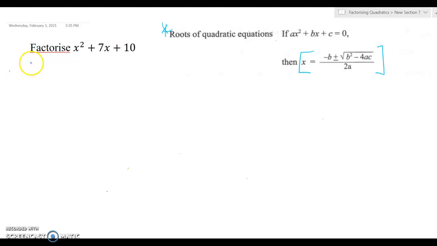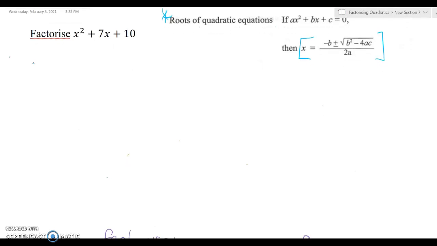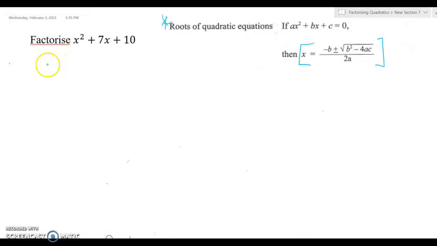So now I'm going to show you how to use this formula to factorize. First things first, just like before, you have to write down what your values of a, b, and c are. We want to factorize x squared plus 7x plus 10. My value of a is the number before x squared. There's no physical number before the x squared, but we know that 1 is understood, so a is 1. b is the value before the x, which is 7, and c is the number by itself, the constant, which is 10.